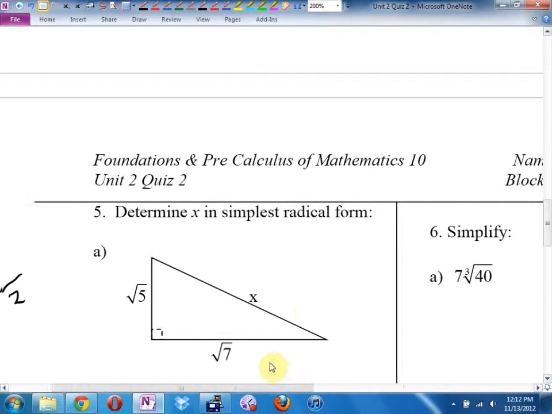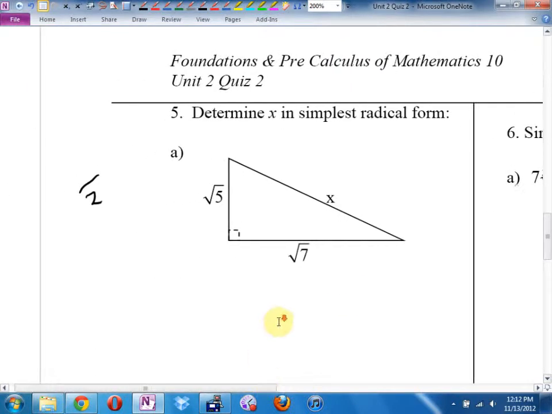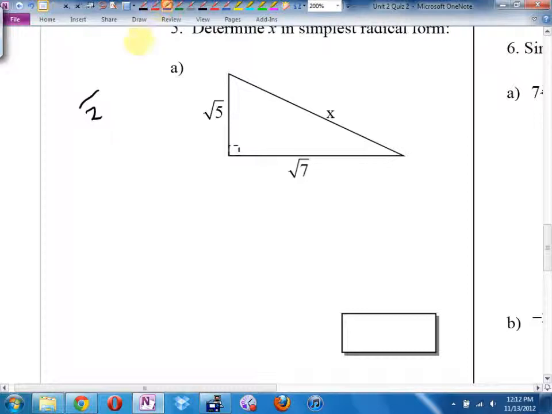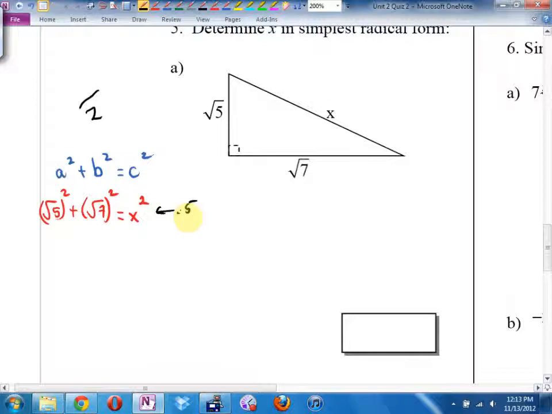Turn the page. All right, a little Pythagoras action. I'm going to write down a squared plus b squared equals c squared. And it looks like they're trying to get me to find that, which means I'm going to have root 5 squared plus root 7 squared. And that's going to get you, if you wrote that down, a half mark. If you got the right answer, you'll get full marks. But if you don't get the right answer, you can give yourself a half mark for that line.